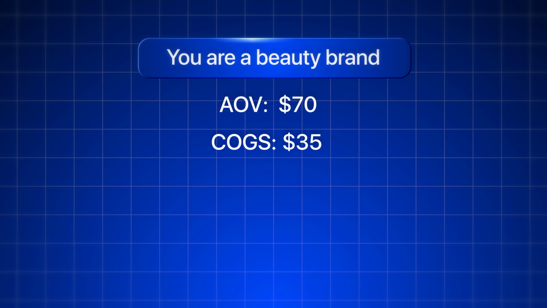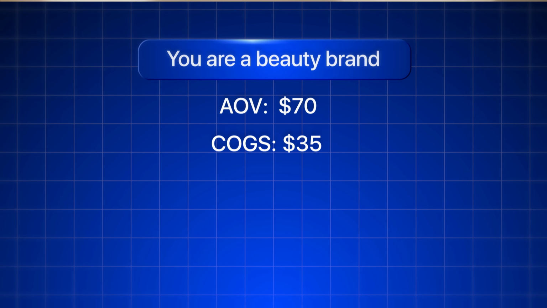Every single ecom brand has COGS, or cost of goods sold. Now, once you bring in your COGS, let's say it costs you $35 to basically create this product and deliver this product, including production, packaging, shipping, fees, everything. That's going to be 50% of your average order value, leaving you with a gross margin of 50%.